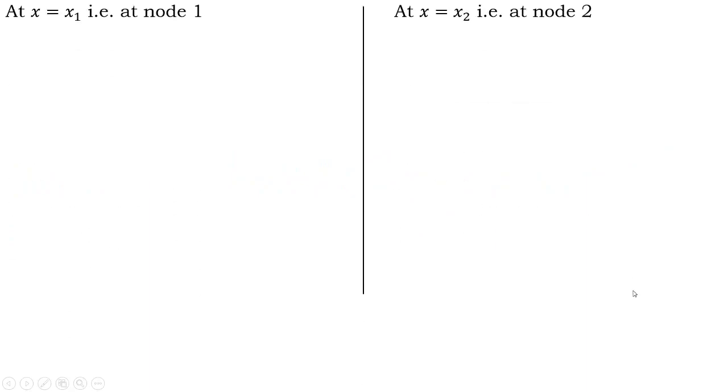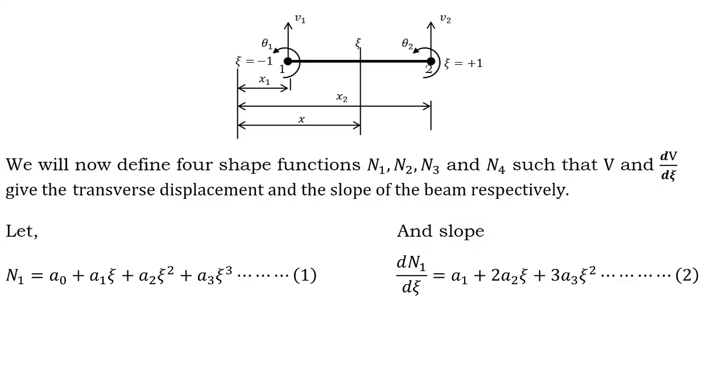So next, as we have four unknowns here, that is a0, a1, a2 and a3, we need to find out these four constants, so that by substituting these four constants we are going to get the value of n1. So for that we need to consider the boundary conditions.